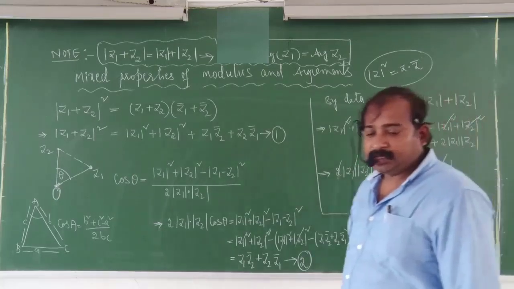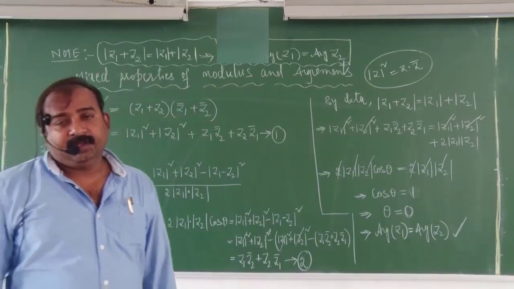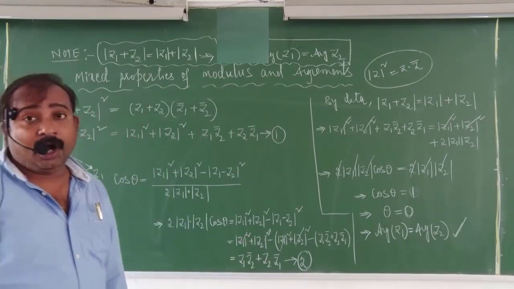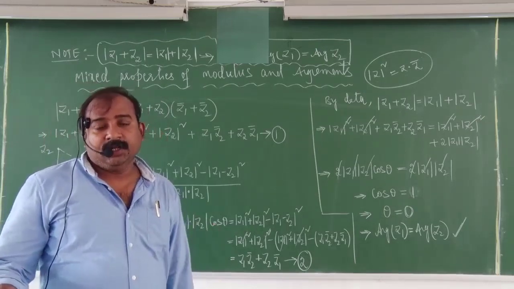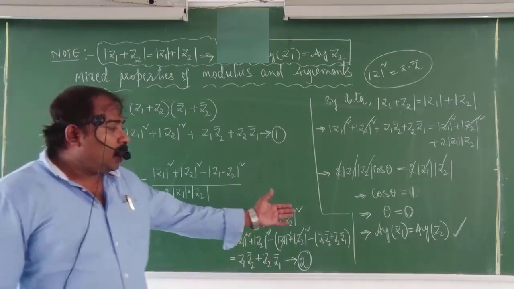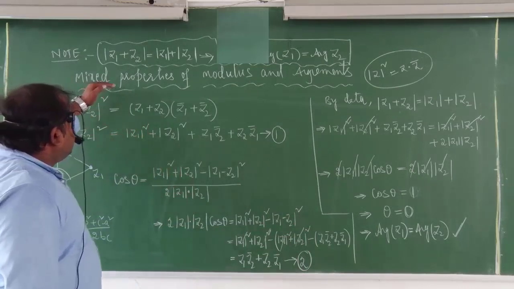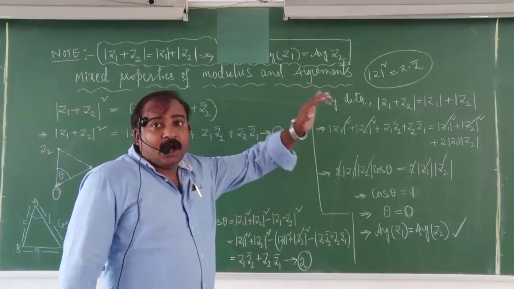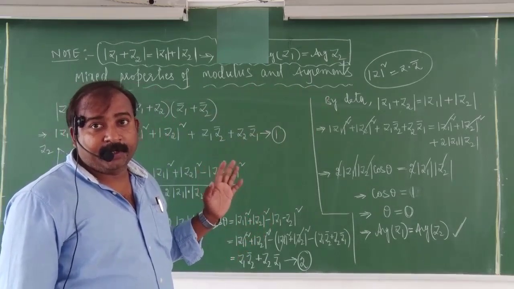Cos theta equal to 1 means, according to principal argument value, what is the theta value? 0. Theta value 0 means what? There is no argument difference. Means they are both in the same direction. Automatically, same direction means argument of Z1 is equal to argument of Z2. This is the relation between them, and this is the mixed property of modulus and argument. Remember, this is a very, very important point.